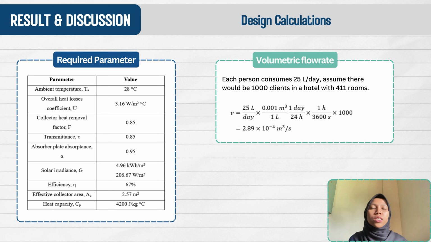For the design calculations of the solar water heating system, the left side is the required parameters, such as the ambient temperature, collector heat removal, transmittance, solar irradiance, and efficiency. All of these values are obtained from the references, and from these values we can obtain the volumetric flow rate of the water. If each person consumes 25 liters per day, and assuming that there will be 1,000 clients in a hotel with 411 rooms, the volumetric flow rate obtained is 2.85 × 10^-4 cubic meters per second.